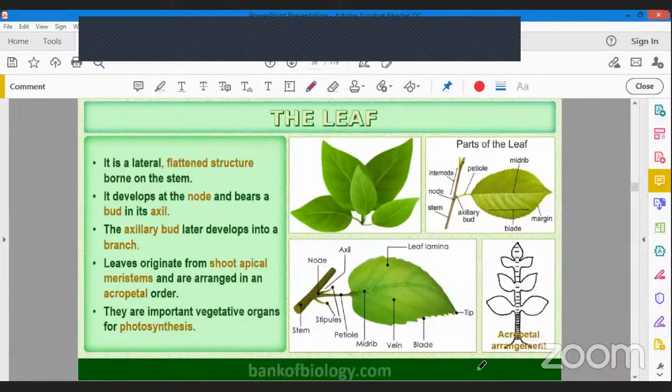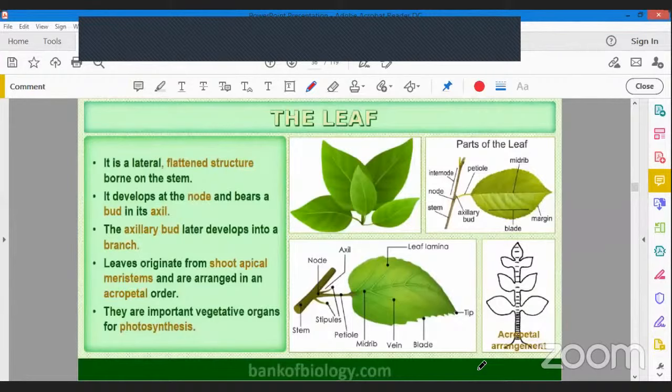So the leaf develops at the node. It does not come from the internode. It has a flattened structure. So you know, it is flat. So at the node and bears a bud in its axil. So what is that bud? Axillary bud. Remember, I was telling you about axillary buds getting transformed into tendrils, thorns, and all that.